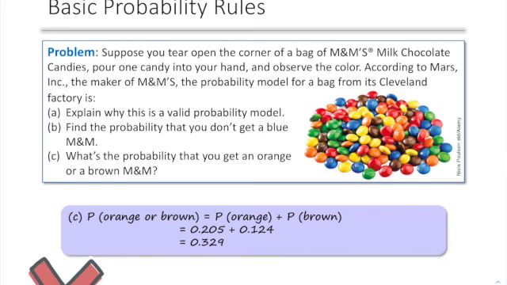So part C, what's the probability that you get an orange or a brown M&M? So we have to think, when I get one M&M out of the bag, can it be orange and brown? No, these two cannot happen simultaneously, therefore they are mutually exclusive. So that allows us to simply find the probability of an orange M&M, the probability of a brown M&M, and add them together.